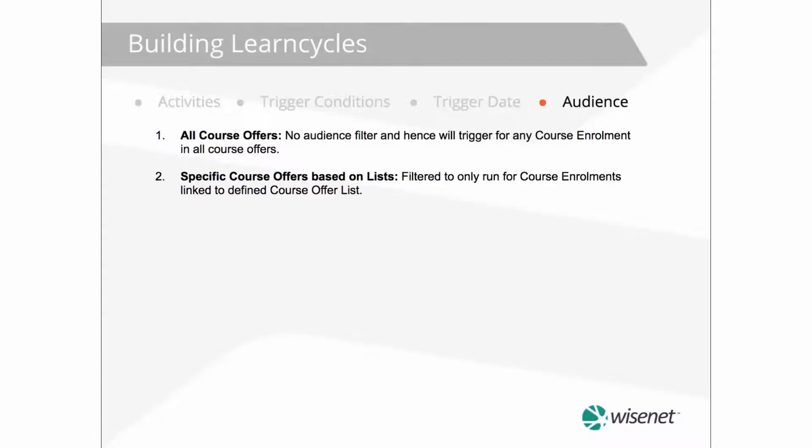Or you can have a learn cycle that is specific to certain course offers, which is based on lists. So you'll have to create a list and then link that list to the learn cycles. And you can have multiple course offers within the list.